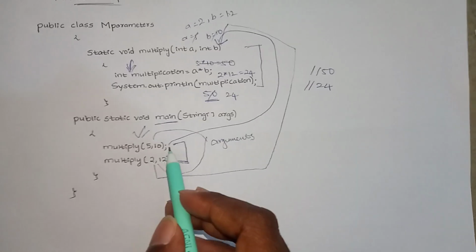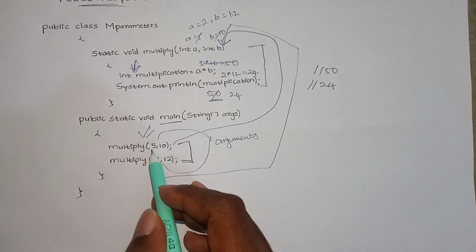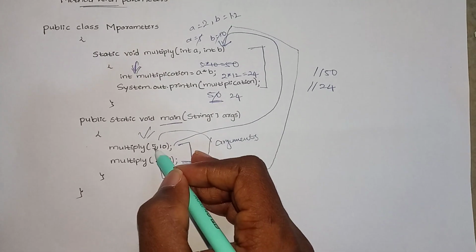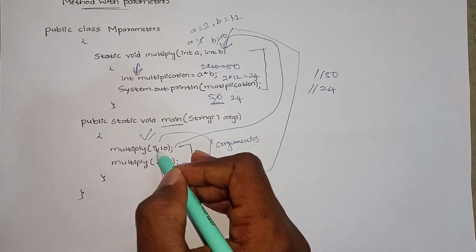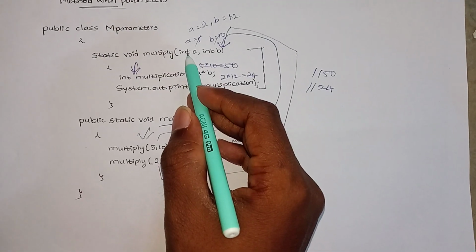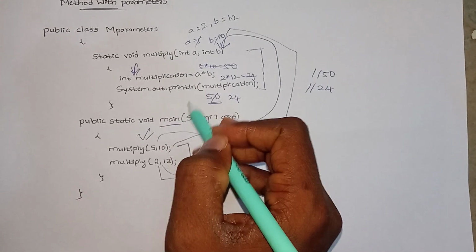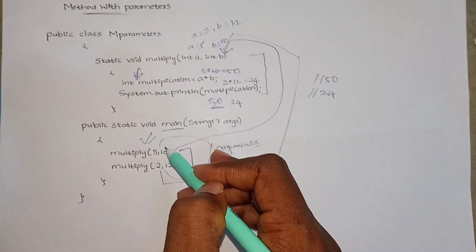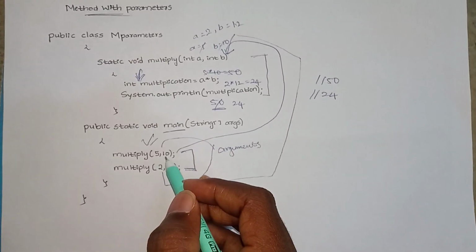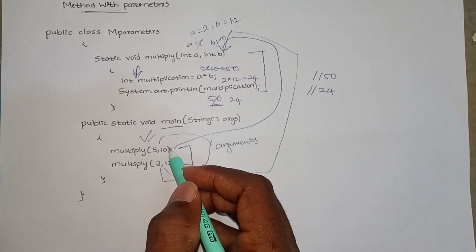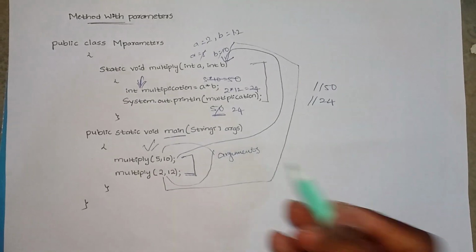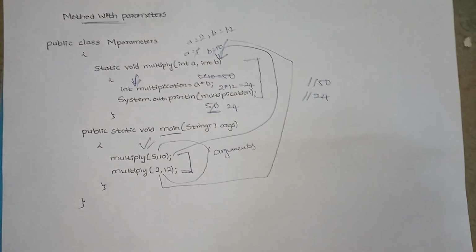Remember one thing, here the arguments are of type int, and the parameters are also of type int. Suppose the arguments are of type int and you define the parameters with the type String, then it gives you an error, because the parameters' data type and the arguments' data type should always match. You can pass literals, objects, and expressions as arguments to the method call. So this is what methods with parameters are about.